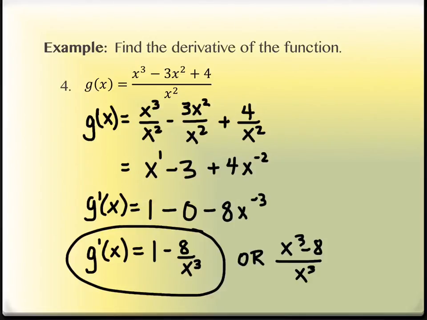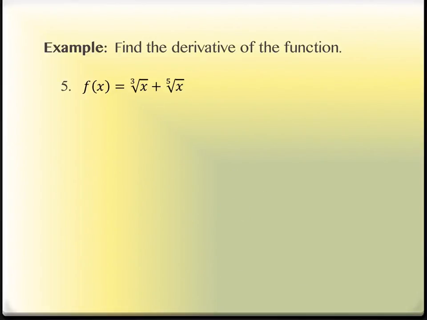Because the next one's got radicals. Radicals are just exponents. So I think the first thing I should probably do is to rewrite it that way. So what would it look like instead of cube root of x? X to the 1/3. And what would it look like instead of the 5th root of x? X to the 1/5. Okay?